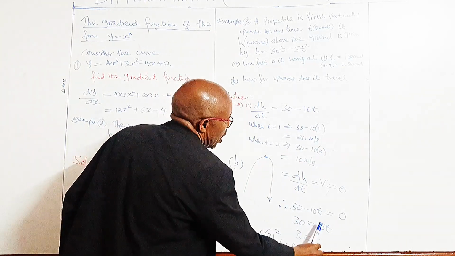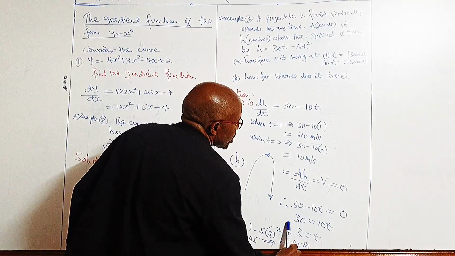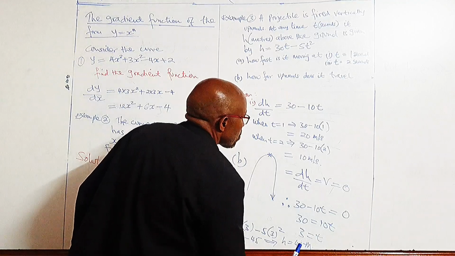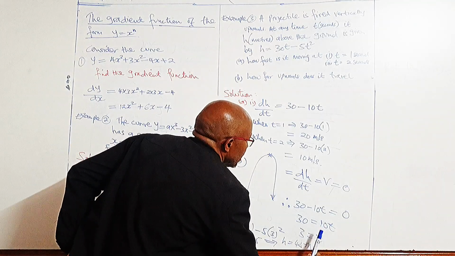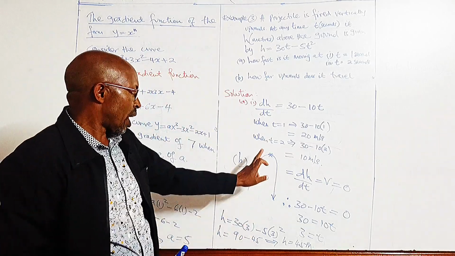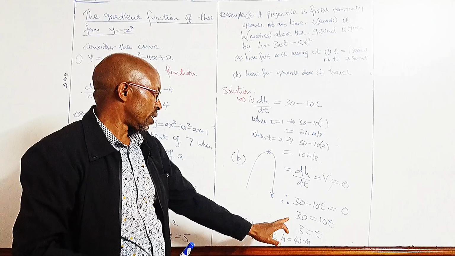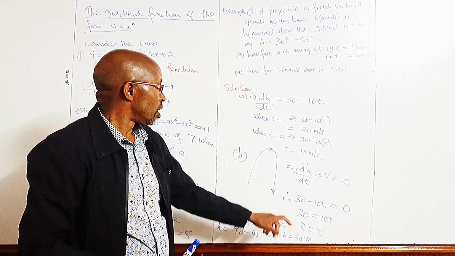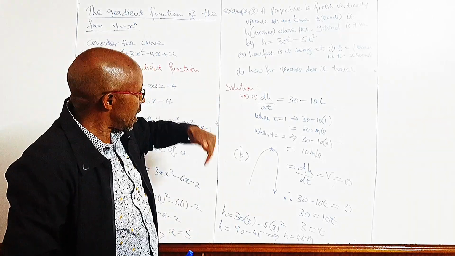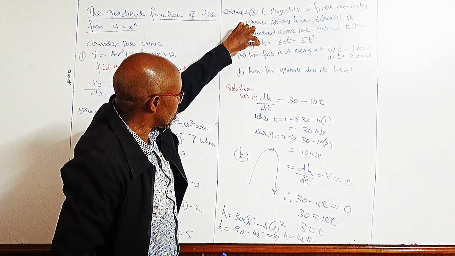So equating, we take negative 10t this side, 30. So we have 30 is equal to 10t. Dividing by 10, we have 3 is equal to t. We have time. At that maximum, our time t is 3 seconds. So we substitute that 3 seconds in our distance function to give us our height.